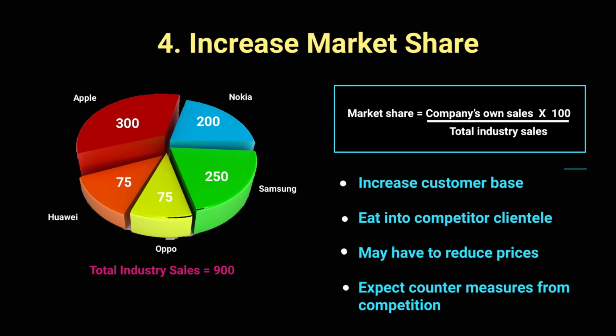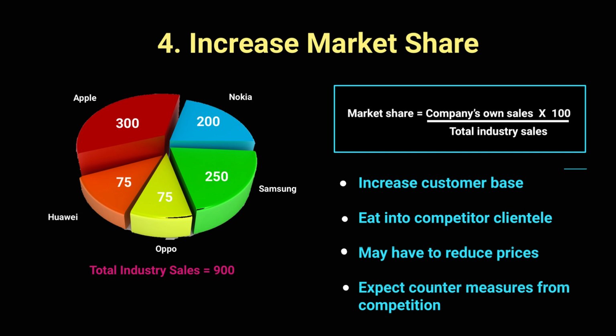Number 4 on our list of corporate objectives is increasing market share. And when you hear the term market share, I want you to think of the shape of a pie chart. And how it works is a pie chart is 360 degrees and 100%. And a pie chart divides a total value into different proportions. And what we see here is, let's take an example of, let's say, the phone industry, where you have Apple, Nokia, Samsung, Oppo, Huawei, and other businesses. Here we will take just 5.